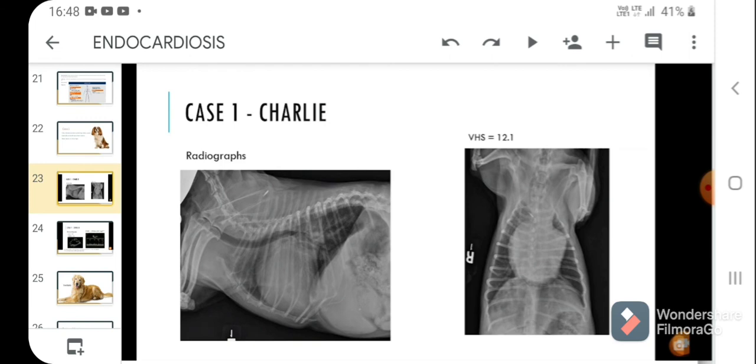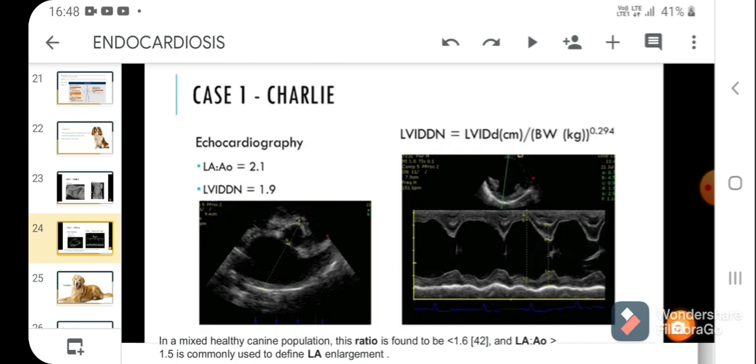Then an echocardiogram was taken. In this echocardiogram, as you can clearly see in the first picture, this is the size of the atrium, and it is very much enlarged. You have no need to go so deep, but it is enlarged. And here it is written LA to AO ratio. LA stands for left atrium and AO stands for aorta. As you have seen in Charlie's case, this ratio is 2.1, but this ratio should be less than 1.6. This simply means that the left atrium size in comparison to the aorta is very much enlarged, which is a clear-cut indication that this dog suffers from endocardiosis.